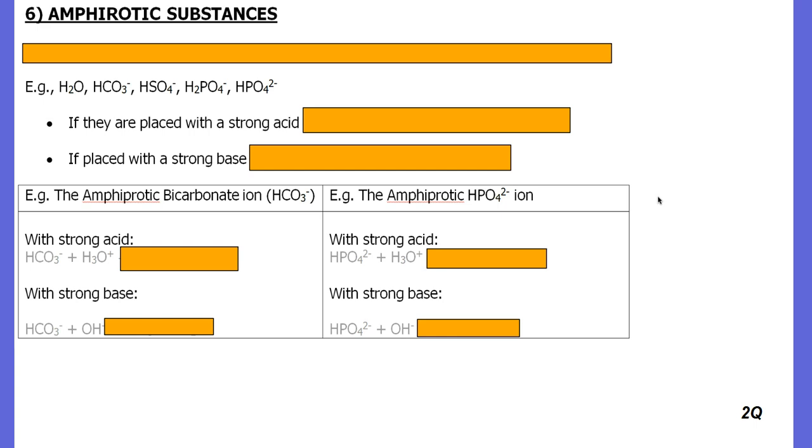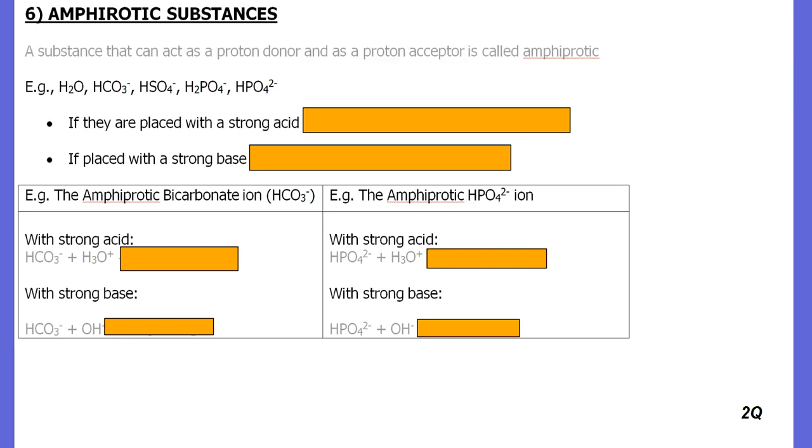This is our fifth of 6 videos on 9.3.4, this time looking at amphiprotic and polyprotic substances. In the previous video we touched upon amphiprotic when we were looking at neutralization. So what is an amphiprotic substance? An amphiprotic substance is a substance that can act as a proton donor and as a proton acceptor, hence act as an acid or a base in different situations, and that's called amphiprotic.